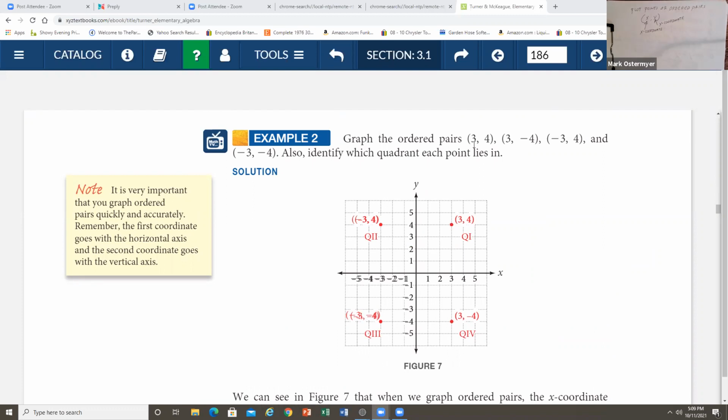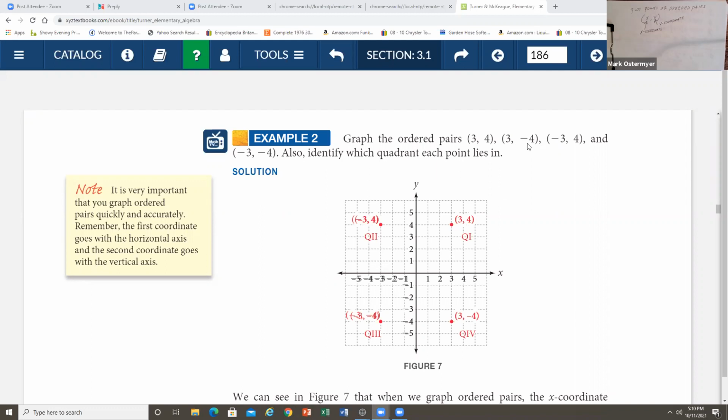How would I plot the point 3, 4? We start at the origin, and how do I move? I have to move 3 units in the positive x direction and then up 4 units in the positive y direction. So starting at the origin, we move 3 to the right on the x-axis. 1, 2, 3, and now we move up 4. 1, 2, 3, 4, and there's the point 3, 4. It's located in quadrant number 1.